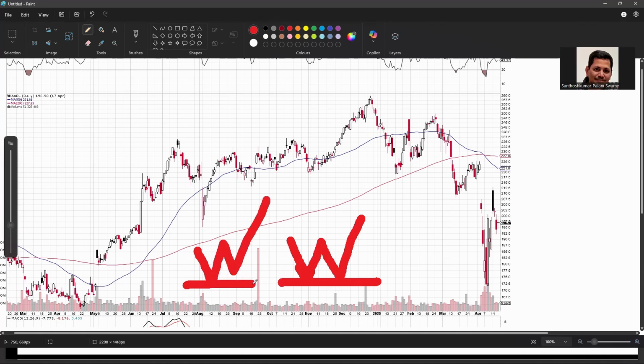So this is a pullback, because the price touches the last low, and then on the next swing it won't come and touch that previous low. Due to higher buying pressure, the supply is less and the demand is high, so the price moves faster. This is a pullback kind of pattern.